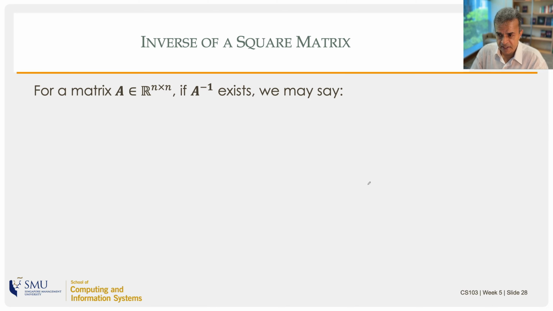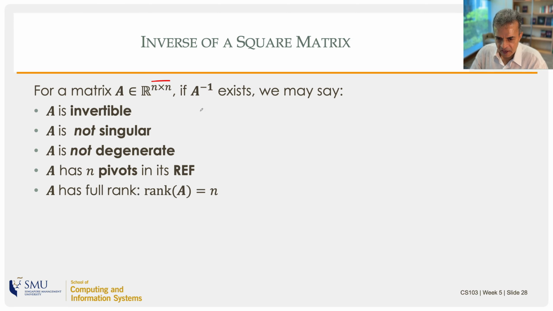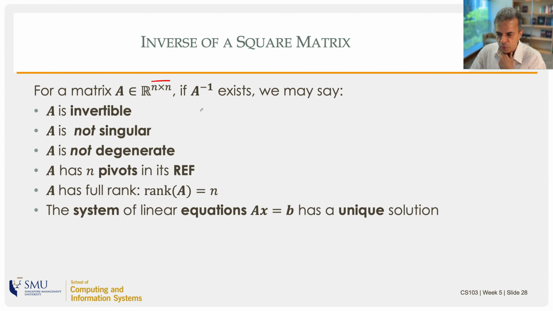If A inverse exists, we may say that A is invertible, nice name. A is not singular. A is not degenerate. We like A. And it will turn out that if A is an n by n matrix, A will have n pivots in its REF. A has full rank, the rank of A is n. And the system of linear equations encoded in Ax equal to B has a unique solution because the solution is right here. Just say that x is equal to A inverse B, and that is the solution.